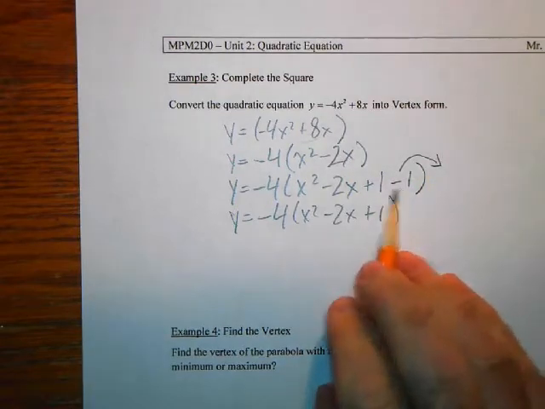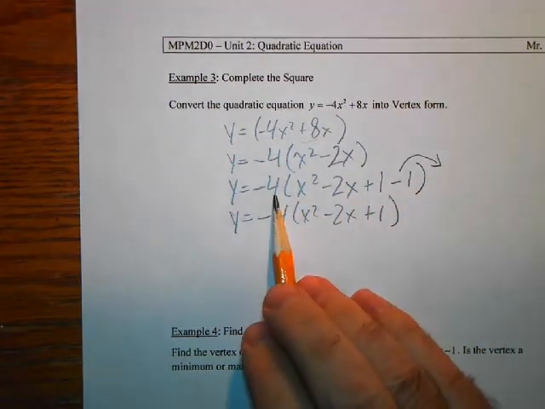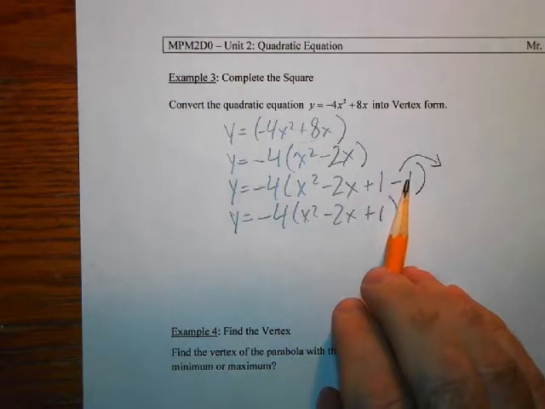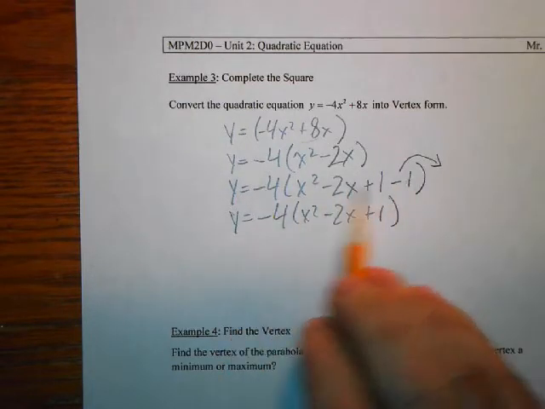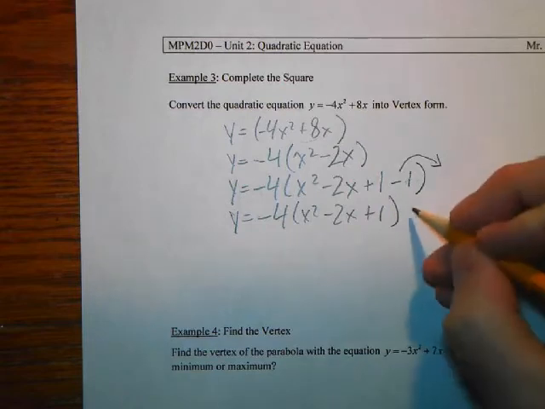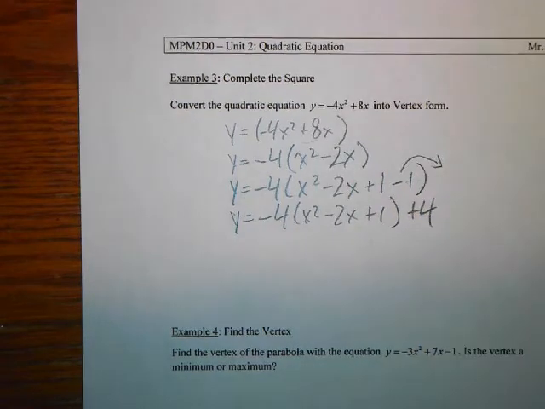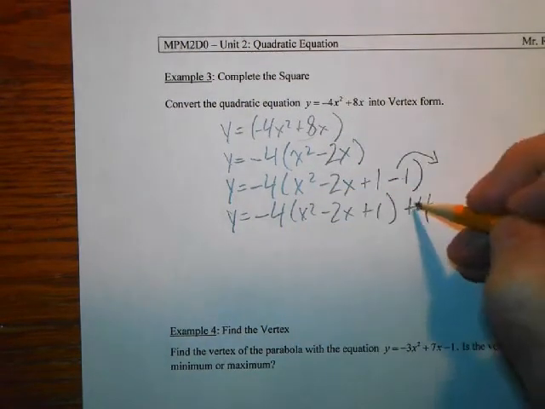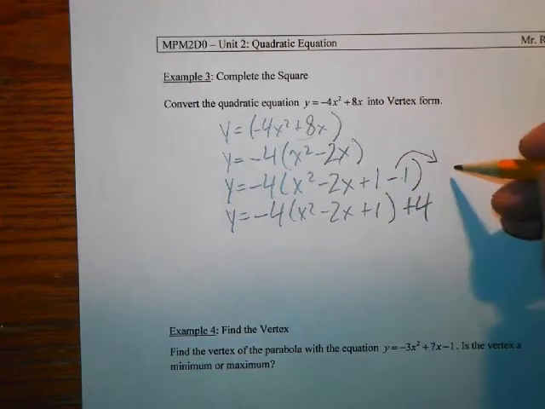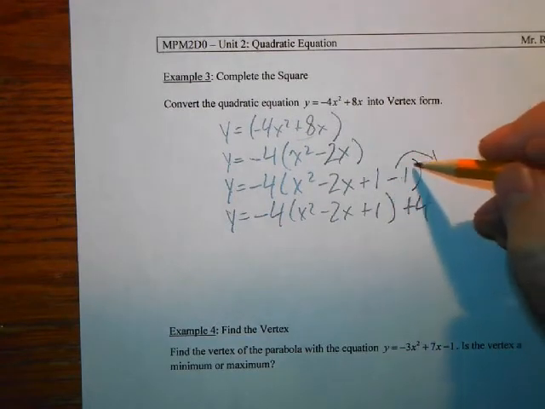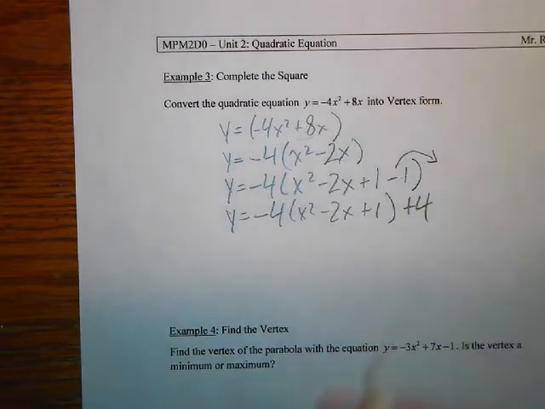And this time, just like the previous example, there is a factor outside the brackets, so we have to multiply what we're taking out by that factor. So negative 4 times negative 1 becomes a plus 4. Okay, so the sign can change even though you're taking a negative number out. Sometimes it turns into a positive number because of the multiplication.